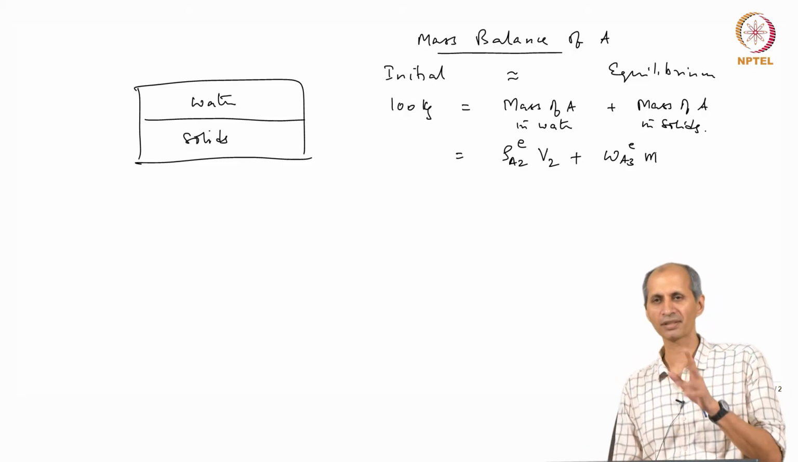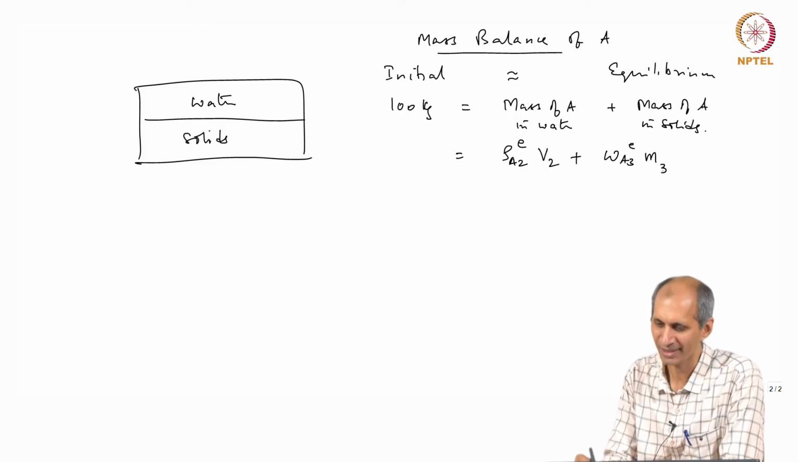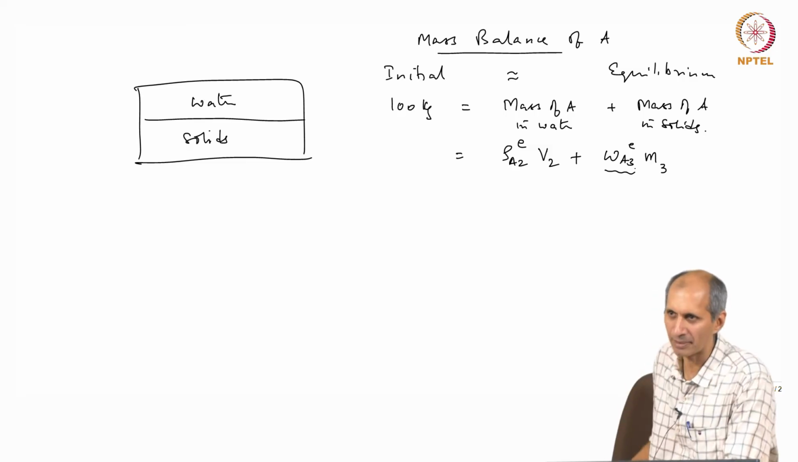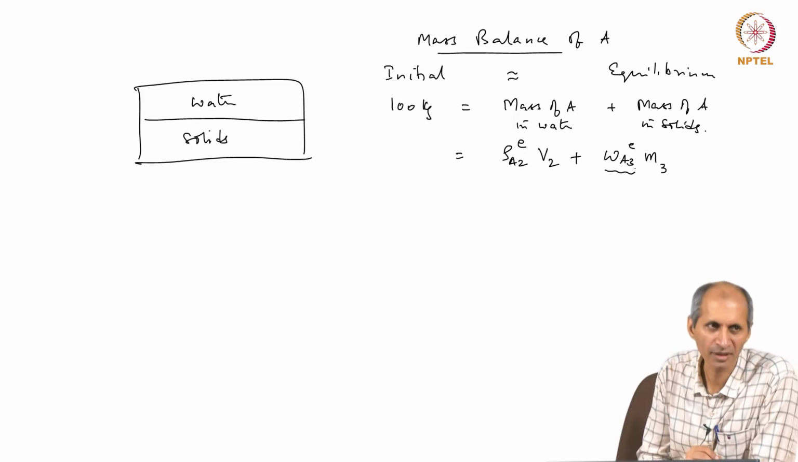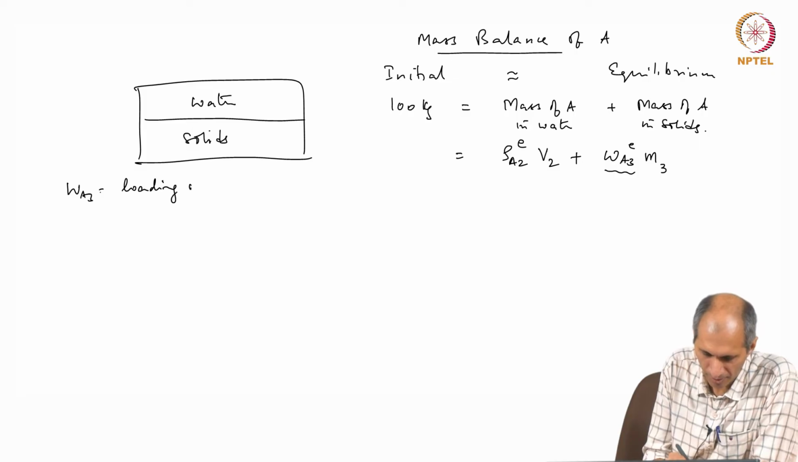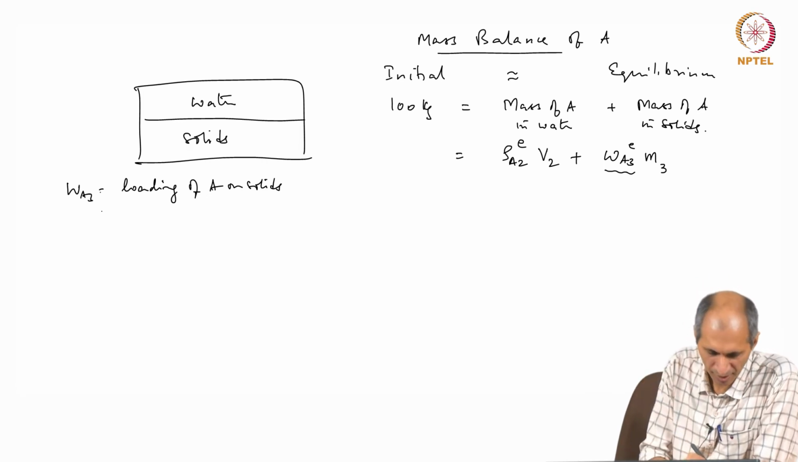Now, here is the tricky part. This M3 depends on the definition of WA3. WA3 is what is called the loading. WA3 is the loading of A on solids. For the reasons I just mentioned, it is convenient to define this as MA divided by some M3.